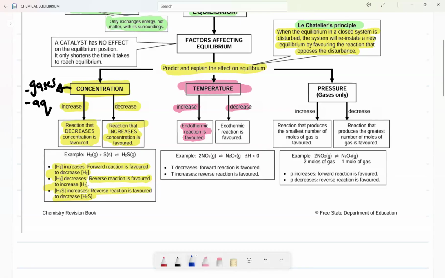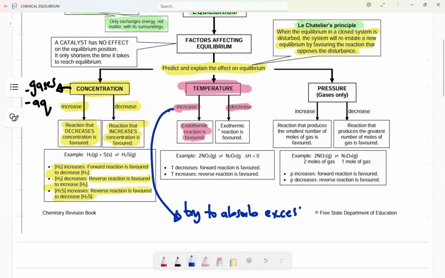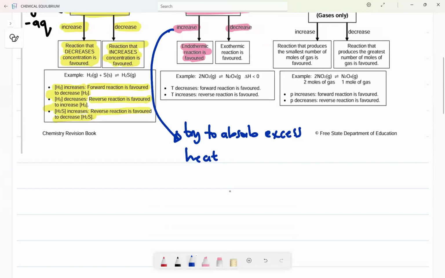And remember, which reaction absorbs heat? We will try to absorb excess heat. And if you haven't looked at my video on this, please watch it. It refers to exothermic and endothermic reactions. It is a very basic topic that we inherit from grade 11.